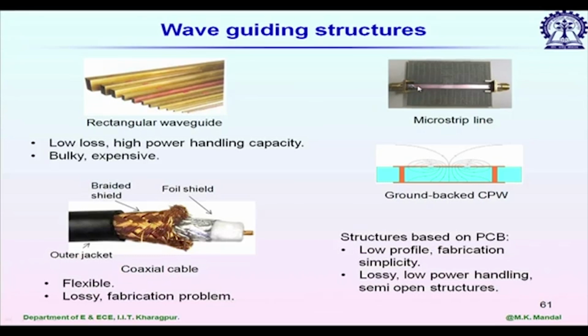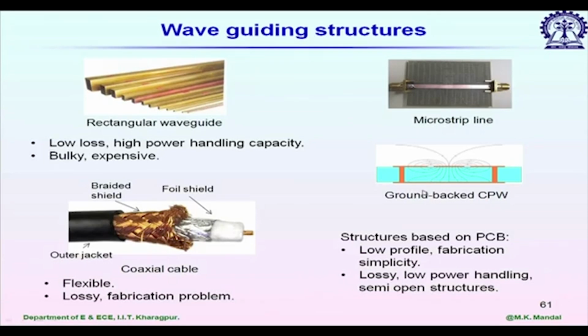You can see the strip, copper strip, it is connected to 2 connectors or adapters, and below this dielectric slab, which is shown by black color, we have the metal ground. So, here I don't have any photograph for the ground backed CPW. It shows the cross sectional view of a CPW, ground backed CPW.